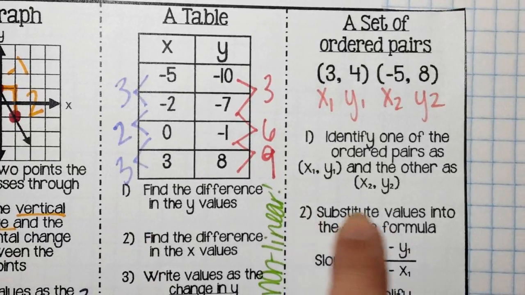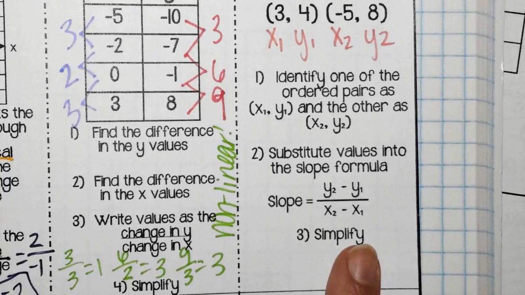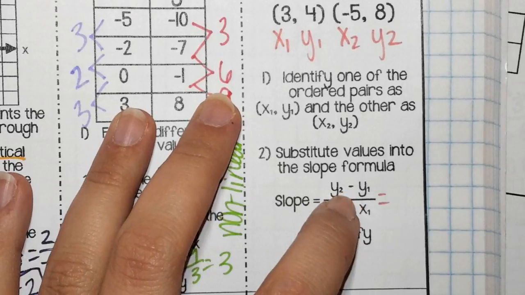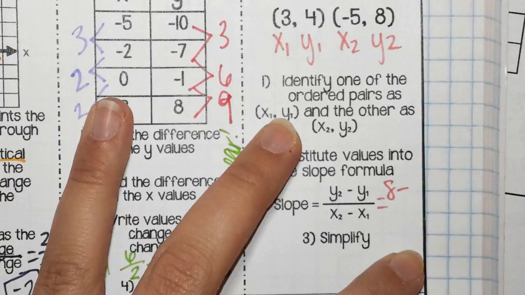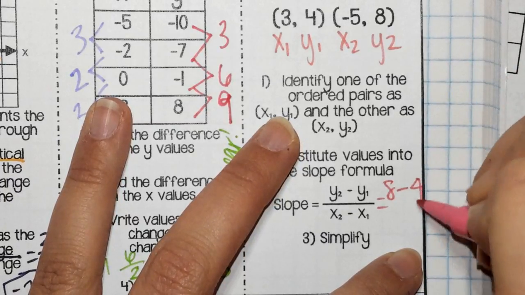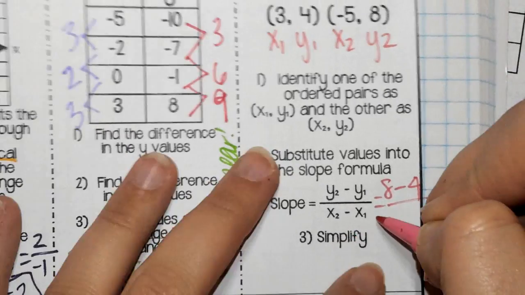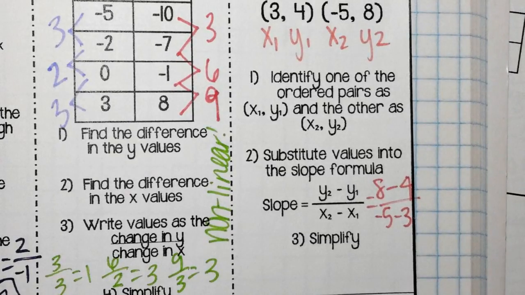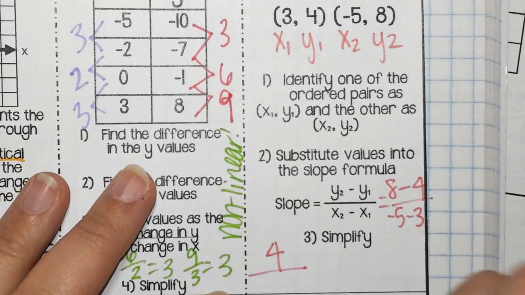Alright, step 2, it says substitute the values into the slope formula. So we're going to do y2 minus y1. What is our y2? 8. Alright, so we're going to do 8 minus what? 4. Awesome. Divided by, what's our x1? Or, I'm sorry, x2. -5. Negative 5 minus 3. Alright, what's 8 minus 4? 4. What's negative 5 minus 3?